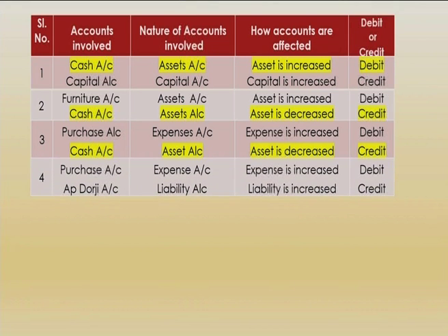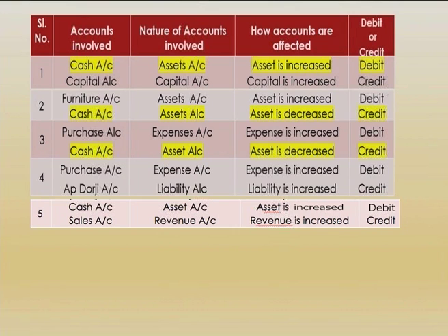Next one, again purchase goods from Abdoji on credit. What happens? Purchases is expense. In expense, when there is increase in expense, it is debited. And Abdoji, to whom you owe money now, because you have purchased on credit, you have to pay him on a later date. So the liability has occurred and has to be recognized here. So money to be paid to Abdoji becomes a liability of the firm. When there is increase in liability, it is credited.